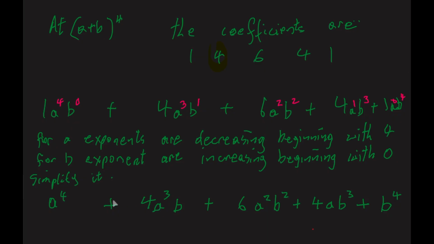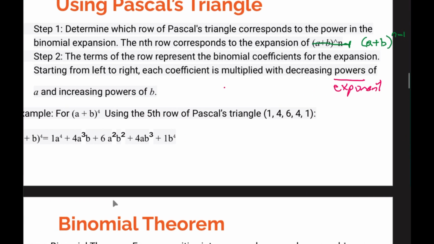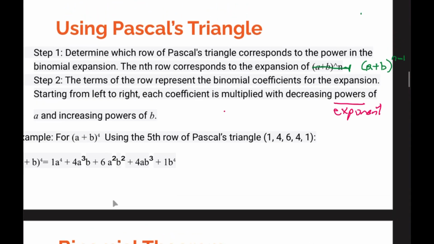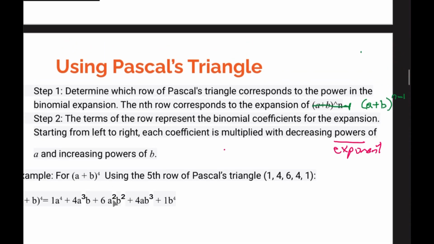So that is how you use Pascal's triangle. And that is where we end this video. Thank you for watching. In the next one, we will continue talking about the binomial theorem, but this one is on the use of Pascal's triangle for binomial expansion.